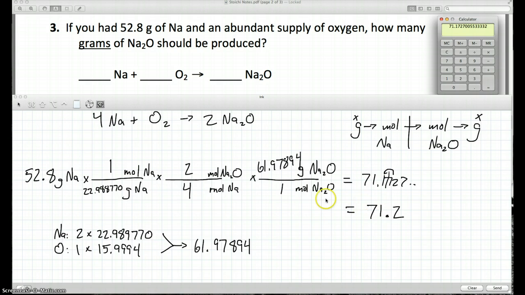Yep. And grams of Na, grams Na, moles Na, moles Na, moles Na2O, moles Na2O. We're left with grams Na2O. That is my final answer, 71.2 grams of Na2O. And that makes sense because the question is asking for how many grams of Na2O. So, third example.